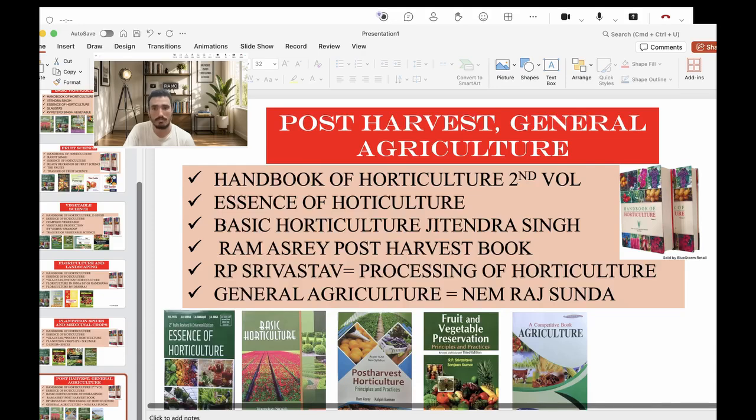For the processing part, please study the R.P. Srivastava book. This book is very important. So next we have general agriculture, right? For general agriculture, the Neem Sunda book is very important. This is the Bible for general agriculture students. If you are studying for any exam, this book is a must to study, right? And it is one of the highest selling books in India, the Neem Sunda, right? So please do follow these books.